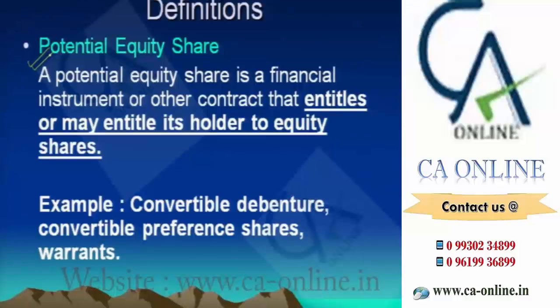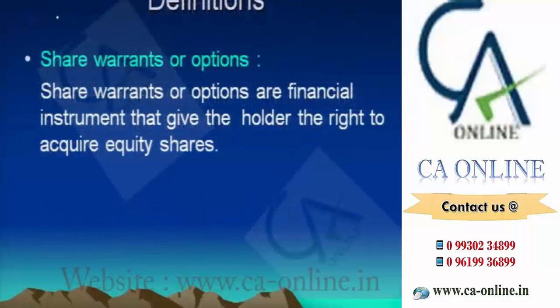Now the question is why we are discussing potential equity share in AS 20? When these are not equity share on the balance sheet date, why we are discussing? Because potential equity share will be used to calculate what is known as diluted EPS. What is known as diluted EPS? Diluted EPS is EPS calculated after also taking into account potential equity shares. More about diluted EPS after some time.